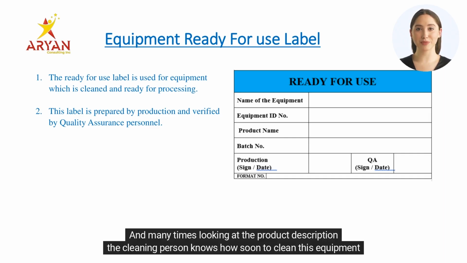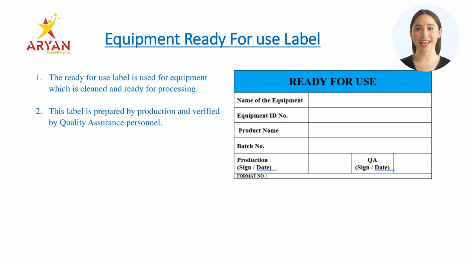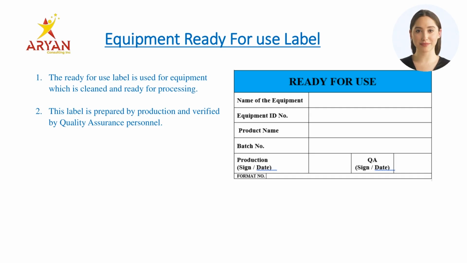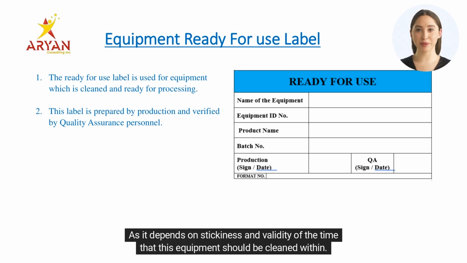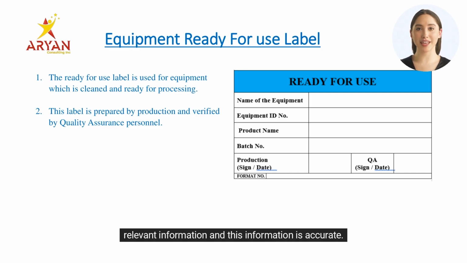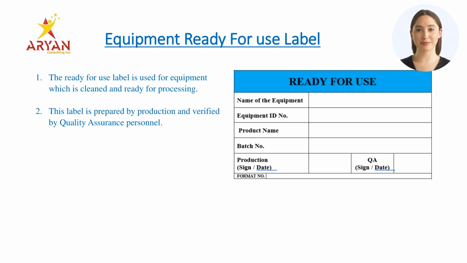And many times, looking at the product description, the cleaning person knows how soon to clean this equipment, and in busy companies can also determine and prioritize their workloads, as it depends on stickiness and validity of the time that this equipment should be cleaned within. Quality assurance official also signs these tags as a final authority to check that the tag has all relevant information and this information is accurate.